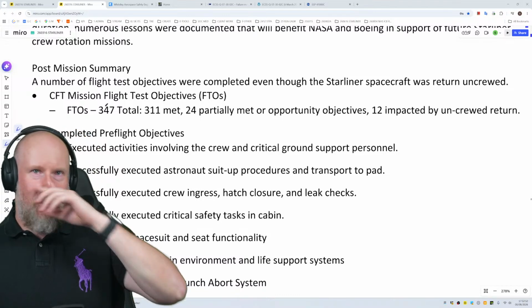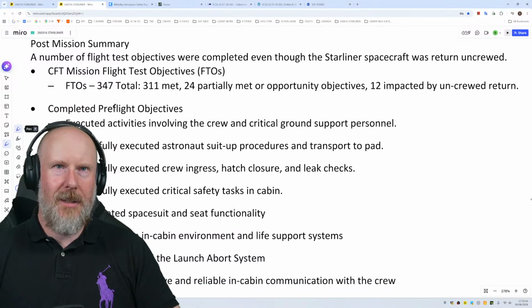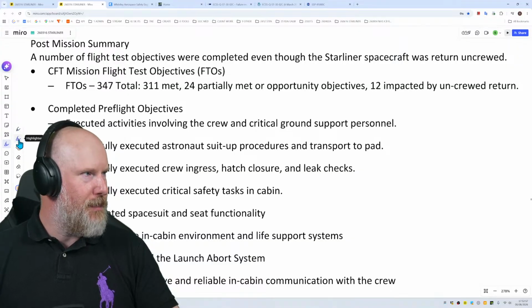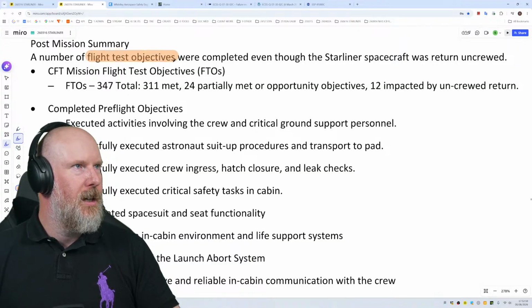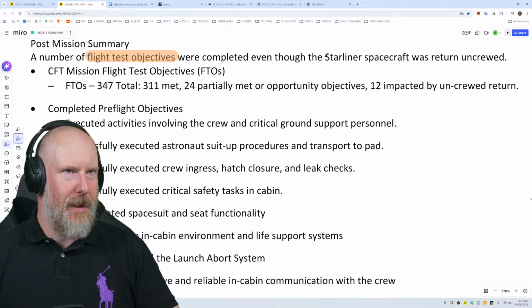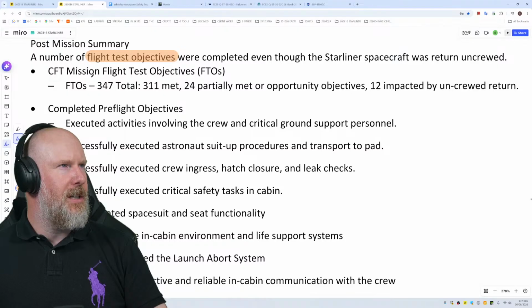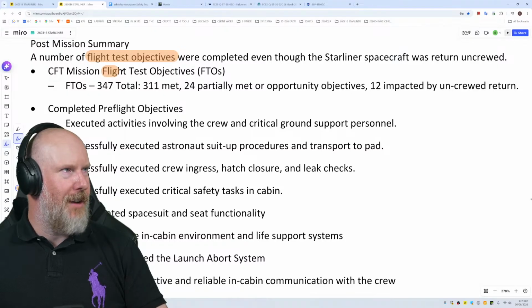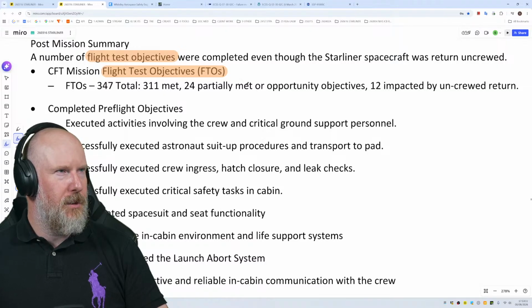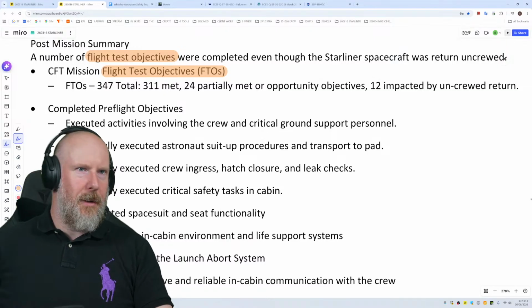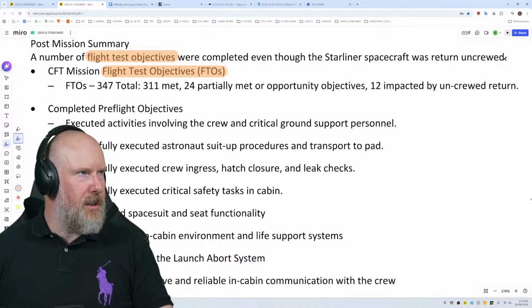So the post-mission summary. A number of flight test objectives were completed, even though the Starliner spacecraft was returned uncrewed. CFT mission flight test objectives, so FTOs. So FTOs, all of those, 24 partially met, 12 impacted by uncrewed return.